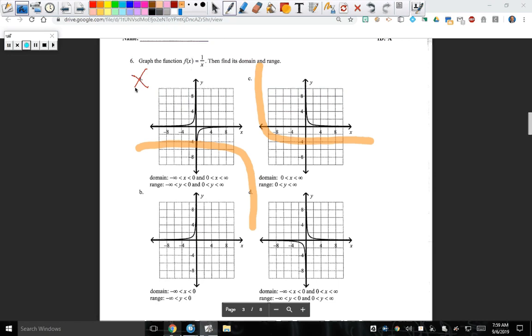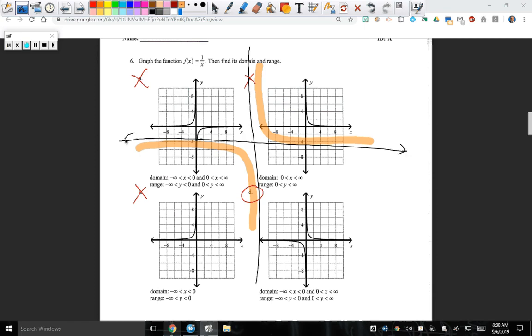Well, A doesn't look like that. B is missing a piece. C is missing a piece. The only one would be D. Now, let me go ahead and draw a quick X and Y axis. And with this graph, you can see, it's a little hard to see, but it is getting very close to the X and Y axis, never touching.